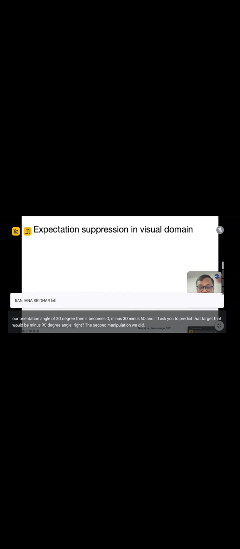The second manipulation we did is the timing between these Gabor patches. In the predictable case, they have a constant timing of 200 milliseconds between all of them and a long gap of 600 milliseconds before the target. In the unpredictable case, it could be randomly varying between 70 to 330 milliseconds.